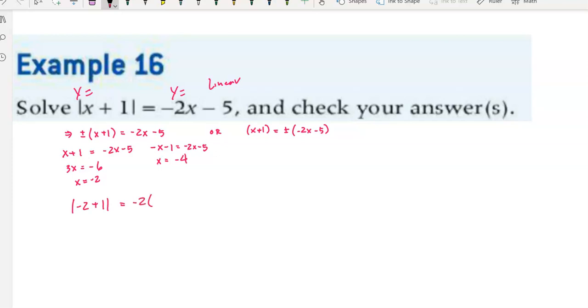Negative 2, negative 2. Is that right? Yeah. Minus 5. Is it negative 1 equals negative 4 minus 5? That kind of doesn't work, right?